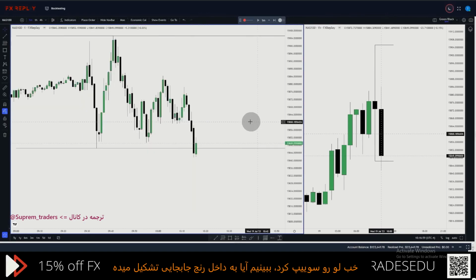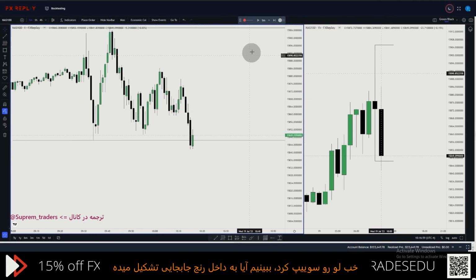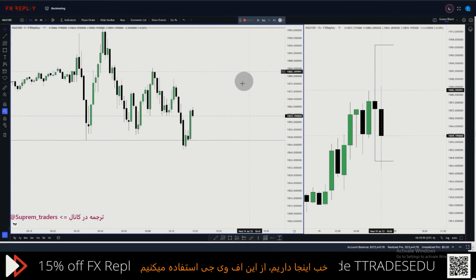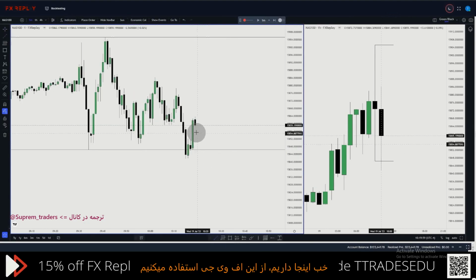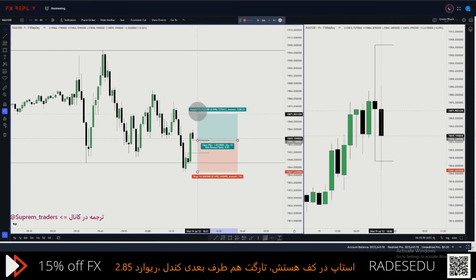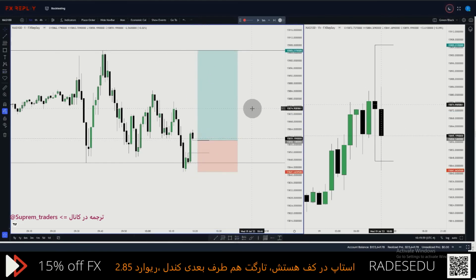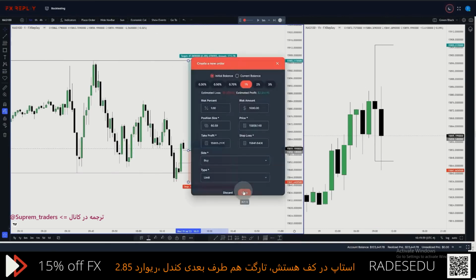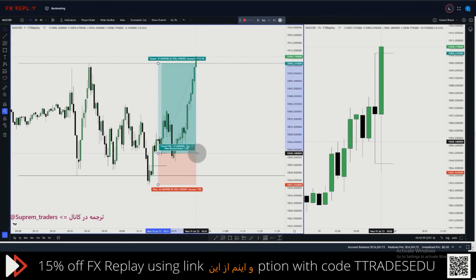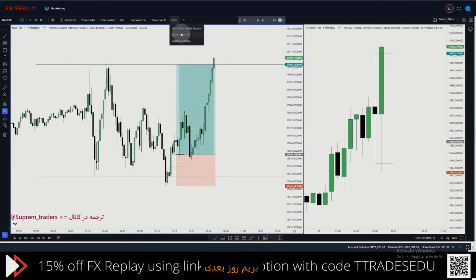So we take the low, see if there's any aggressive displacement back into the range. There is. So can use this fair value gap if we want. See what kind of risk to reward that would give us. Stop on the low, targeting the other side, 2.85. And there we go. Let's go to the next day.